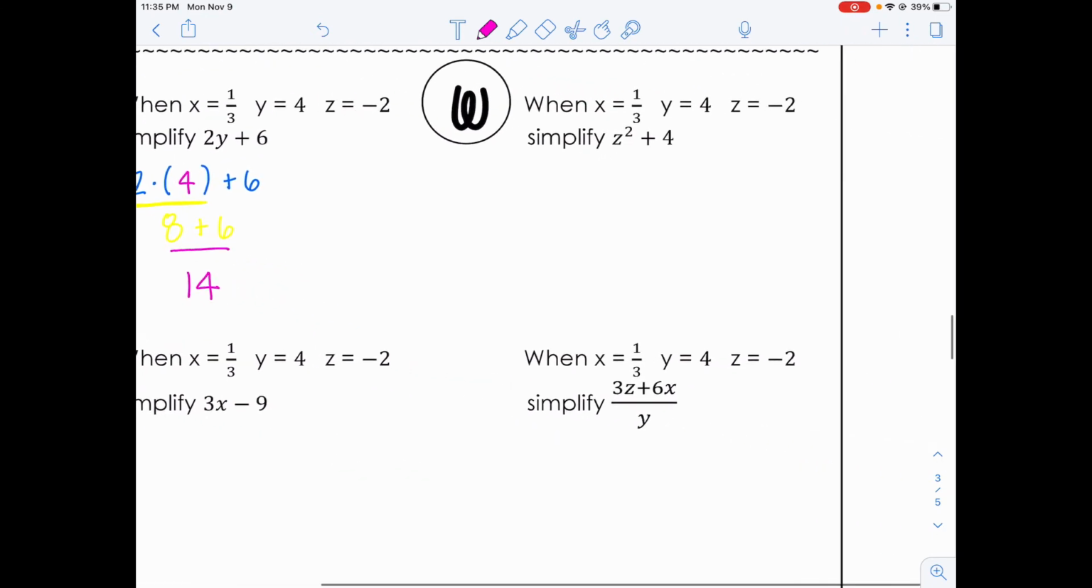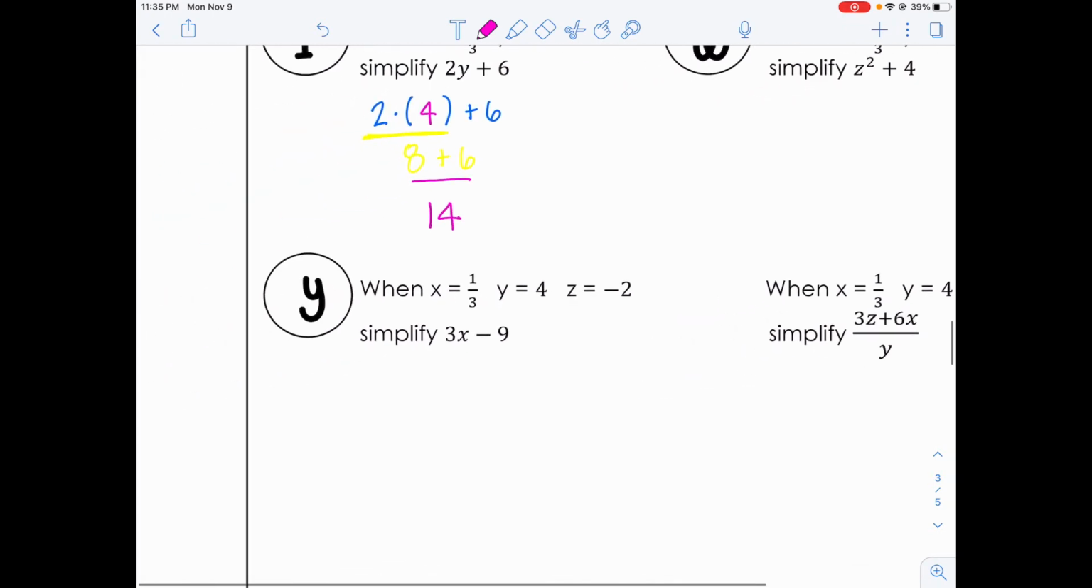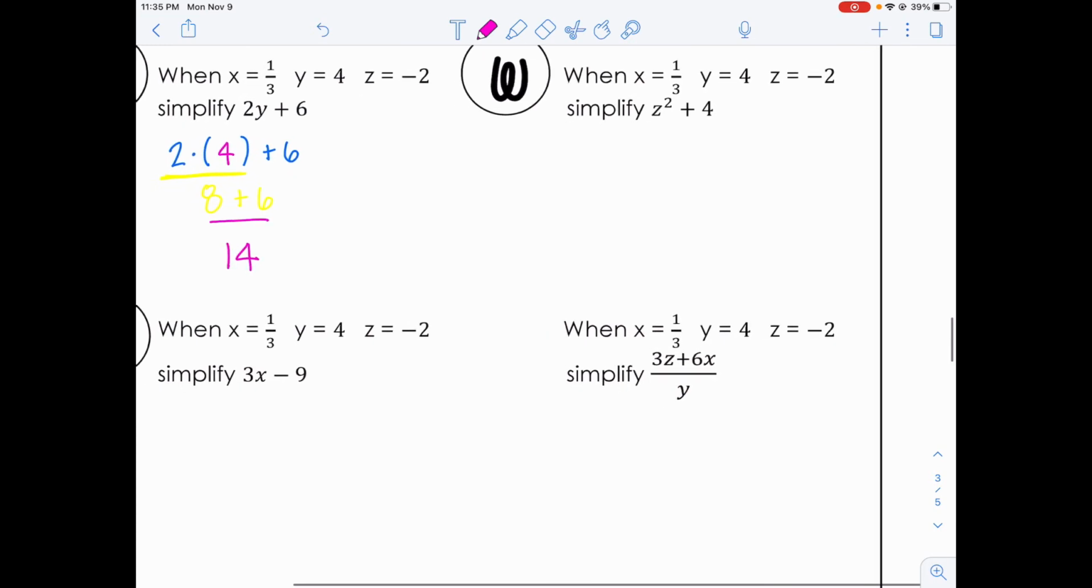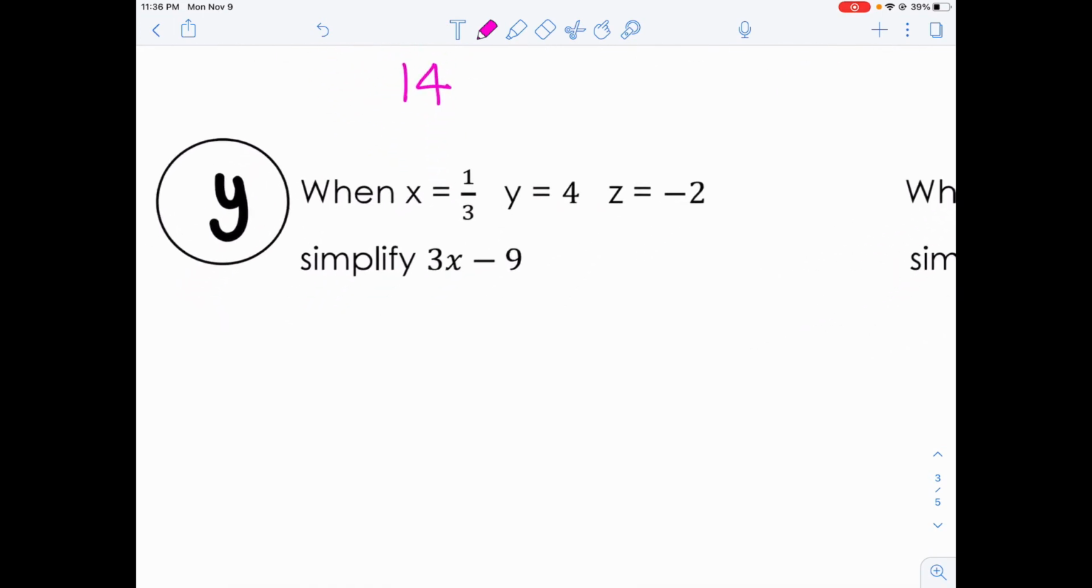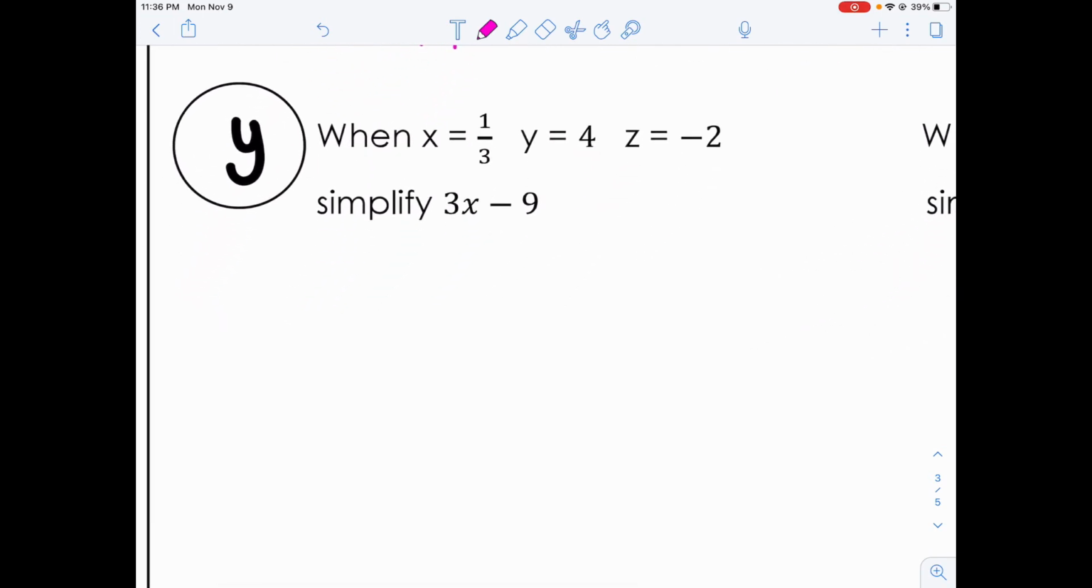Let's do another one together. We're actually going to do this y together because it's one of the ones that has a fraction, and then I'm going to have you do the w and the second y on your own. So when x equals 1/3, y equals 4, and z equals a negative 2, simplify 3 times x minus 9. So plugging it in, remember 3x can be rewritten as 3 times, and then I'm not going to write x, I'm going to put parentheses for what I'm going to substitute in for x, minus 9.